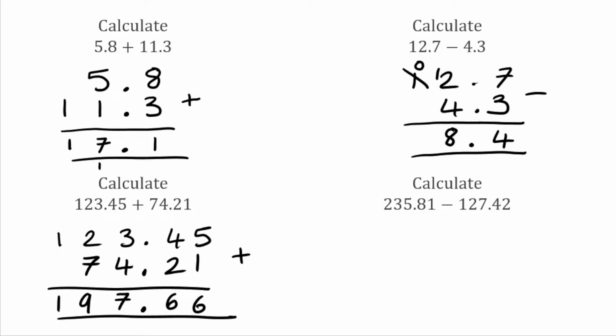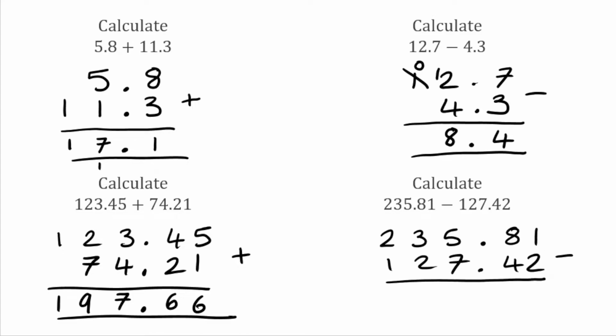And moving on to this next question, we've now got 235.81, and this time we're going to take away 127.42. So again, we start from the right-hand side column, but if we look, we've got 1 take away 2. Again, that would give us a negative, so we've got to borrow 1 from this 8, so that becomes 7. The 1 comes over, so now I've got 11 take away 2, which is 9. I've then got 7 take away 4, which is 3.